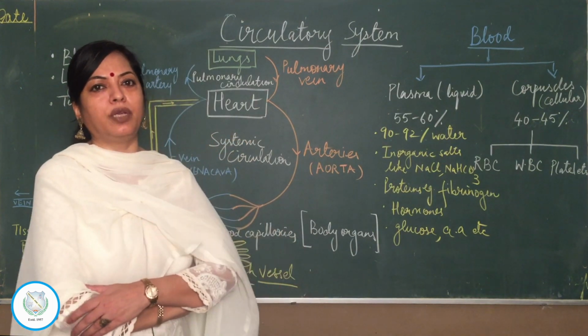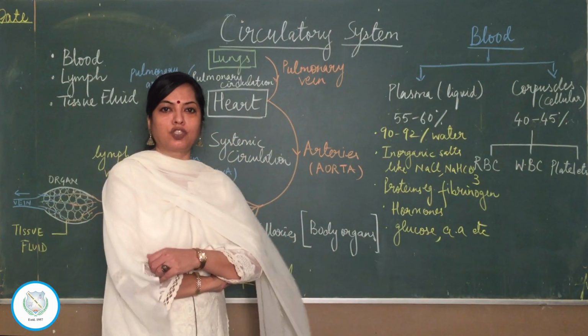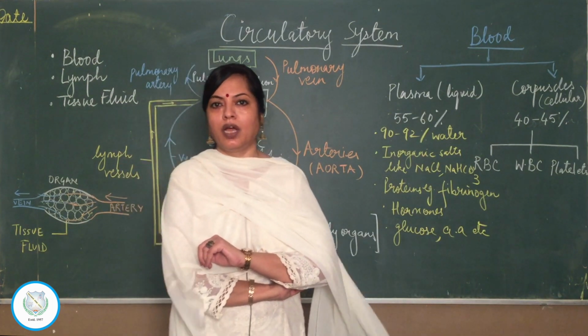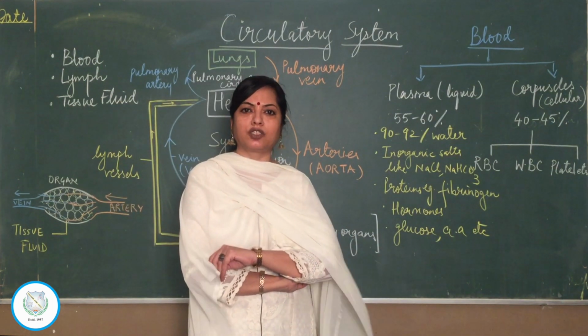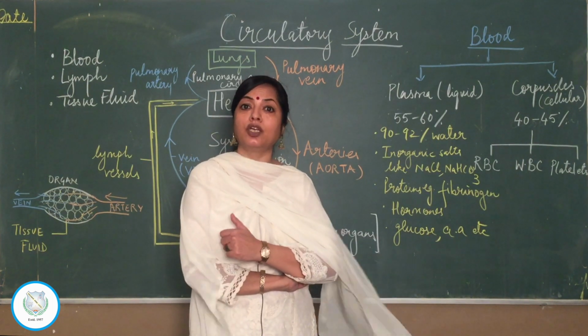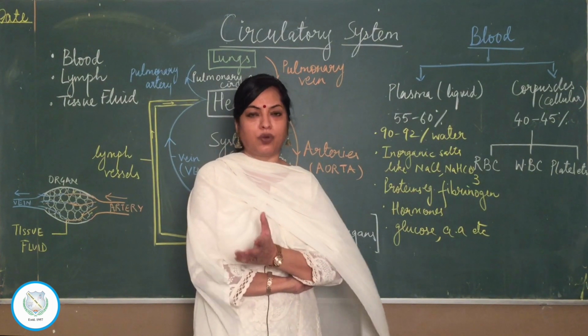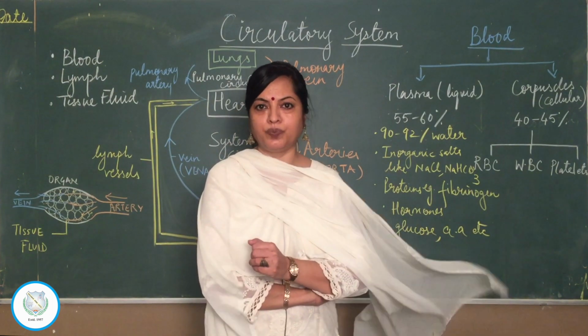Now human circulation is principally called double circulation and also closed circulation. So if you are asked to write two main characteristics of human circulation, you will use the words double circulation and closed circulation. So why is it called closed and why is it called double? I will be explaining it to you.